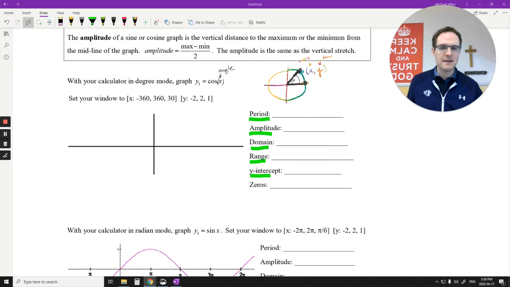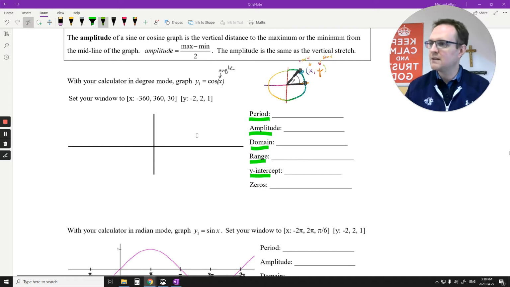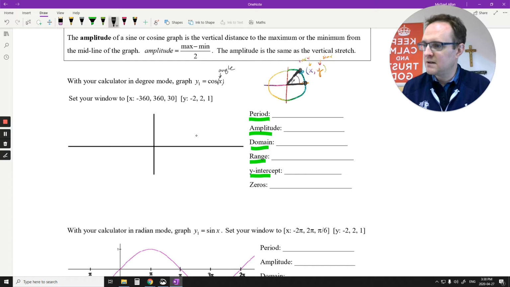So let's plot that over here and see what this looks like. Okay. So we're going to do one full circle. So we're plotting just the x values here. This is my x values as this thing rotates around.